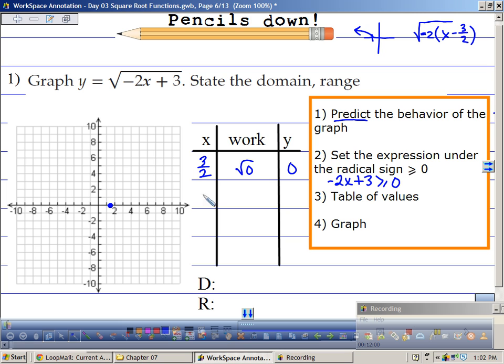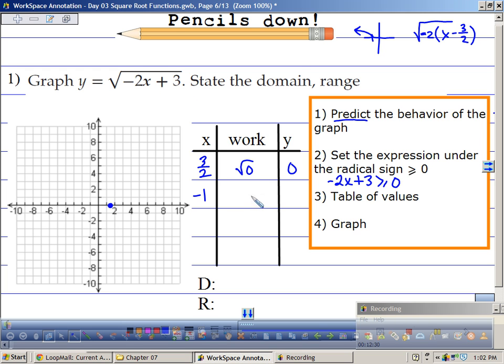You could put in 0. You could put in 1. I wouldn't go so close, though, and you'll see why in a little bit. Okay. You want to go with negative 1? Let's go with negative 1. What do I get when I put in negative 1?